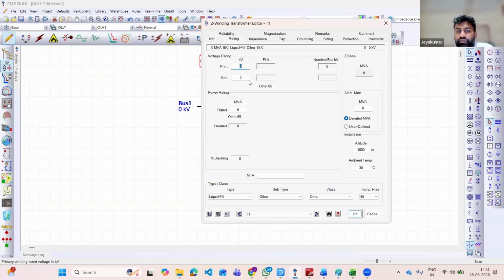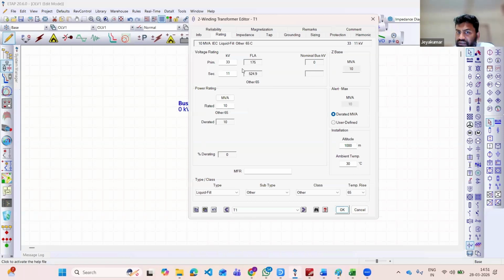Then you have to specify the rating, let's say 10, that is 10 MVA. Your primary side will be 33, and your secondary side 11 kV, just for the discussion. You see, this is the current that you are getting. When the 33 kV becomes 32, or when the 33 kV becomes 34 kV, something like this is quite normal.